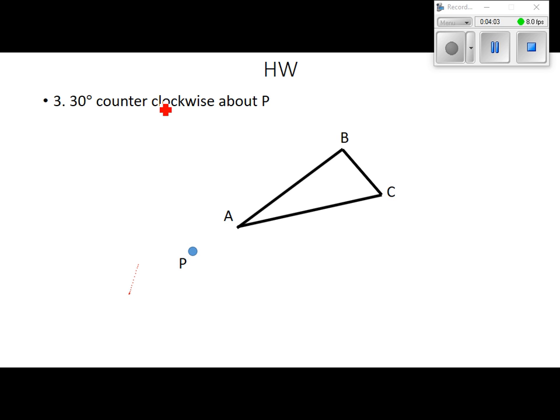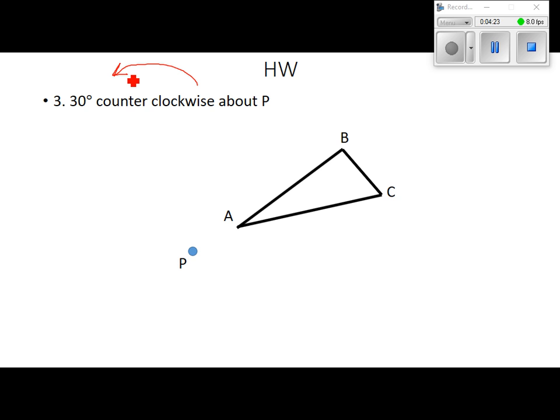So on this, 30 degrees counterclockwise. First thing, counterclockwise, I always have to do this. I know Mackenzie doesn't need to do it because she's that intelligent. But I have to put the arrow showing me which direction counterclockwise is before I start anything else.